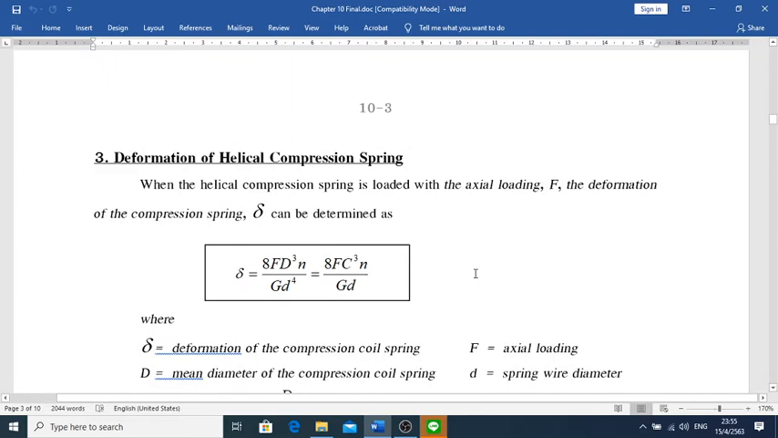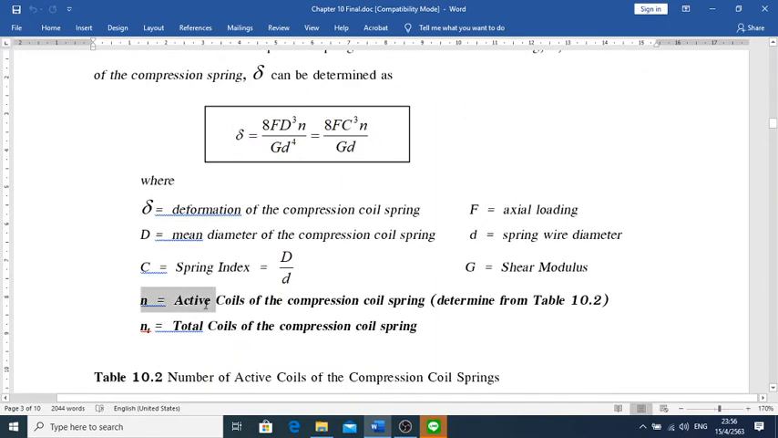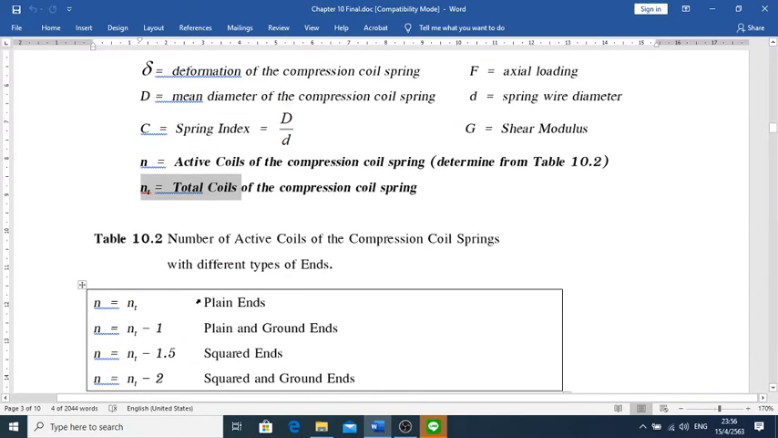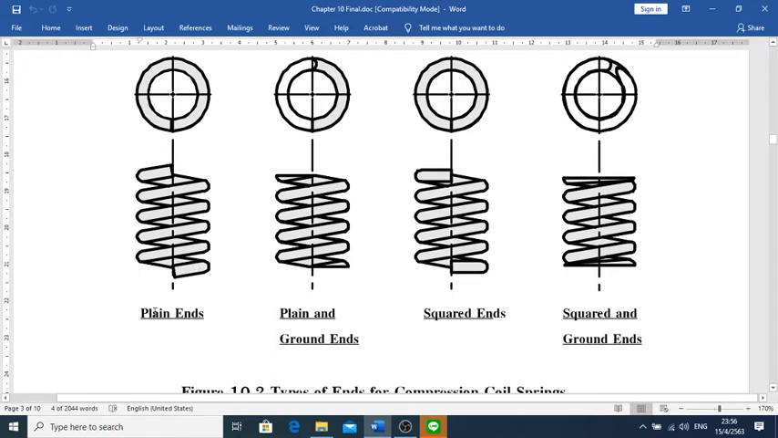Based on this, for the delta term, if we represent the force as F, then the spring rate K is equal to F over delta, which is another term there. N is the number of active coils, from Table 10.1, and N sub T is the total number of coils. You can work out the relationship between N and N sub T based on the end configuration.